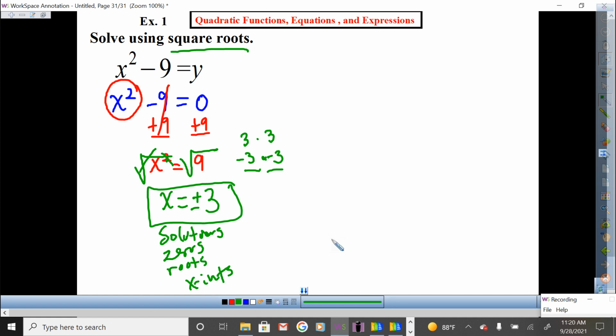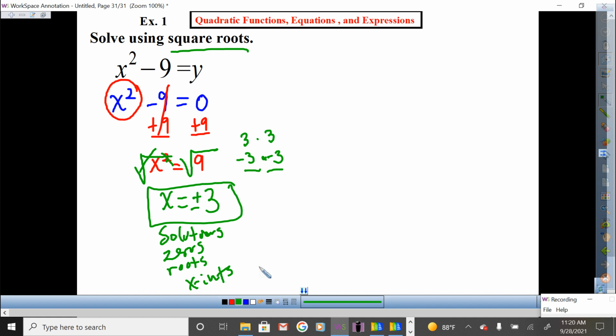So how many fingers do you have on these so far? 5, 5, 5, 5, 5, right? Do another one, yeah? Just to solidify this. Copy this one. It says solutions, zeros, roots, x-intercepts.